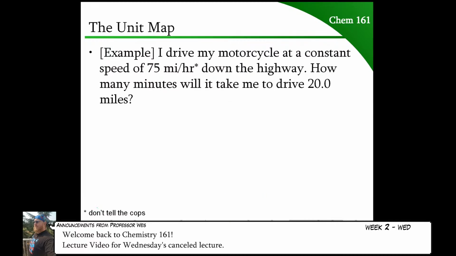Let's do a different problem. So let's suppose I'm driving my Harley down the highway at this speed. How many minutes does it take to drive 20 miles? So what's my constant and what's my conversion here? So looking at these, I have 75 miles an hour. That converts miles to hours. So this is my conversion.